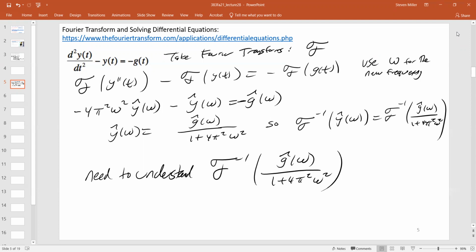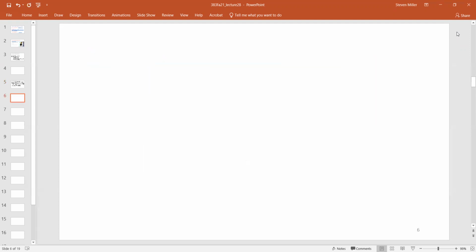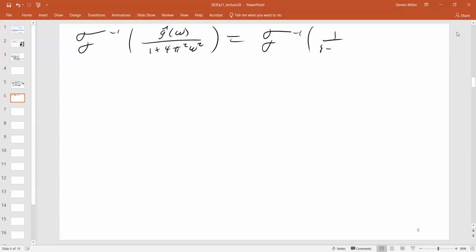And this is where the subject gets beautiful. I mean, this is a really nice idea. I'm grabbing this from some notes I found on the web, and I will happily give credit to them. It's a well-established technique, but it doesn't mean it's not beautiful. So we want to find the inverse Fourier transform of g hat of omega over 1 plus 4 pi squared omega squared. This is the same as the inverse Fourier transform of 1 over 1 plus 4 pi squared omega squared times g hat of omega.